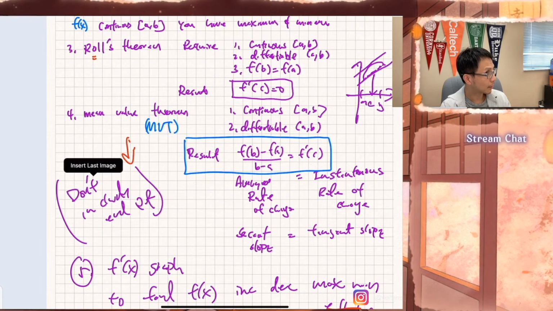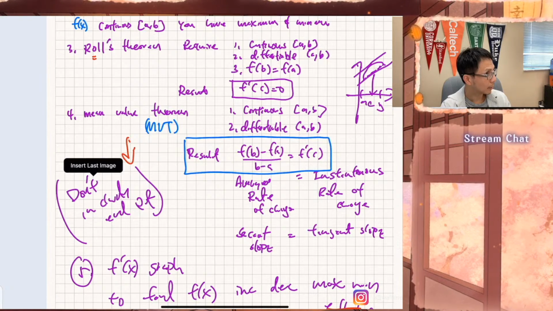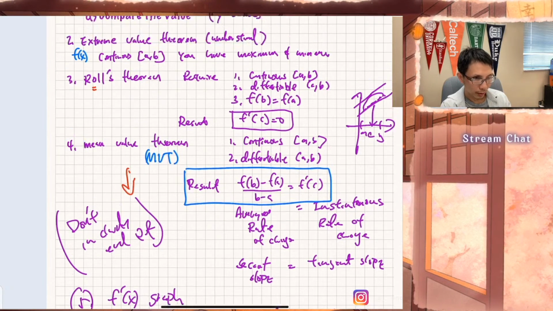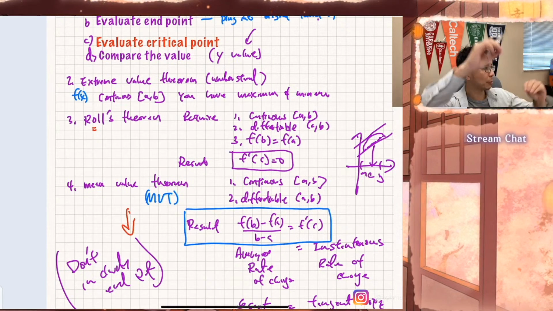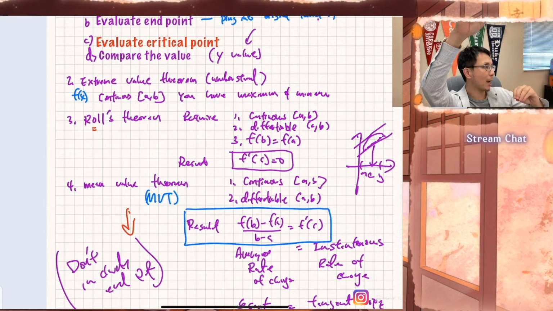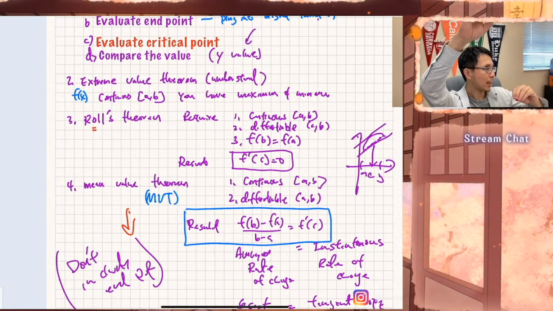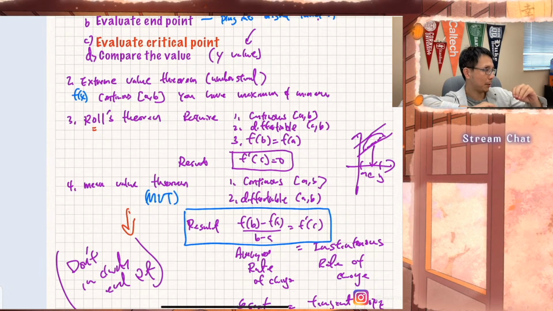Yes? For part D of number 1, they compare the y value. What does that mean? You compare the outputs, which one's highest. The highest is going to be the absolute maximum, and the lowest is going to be the absolute minimum.